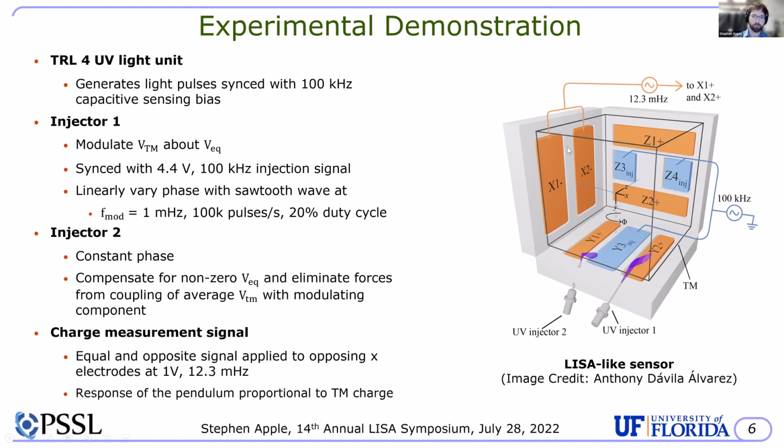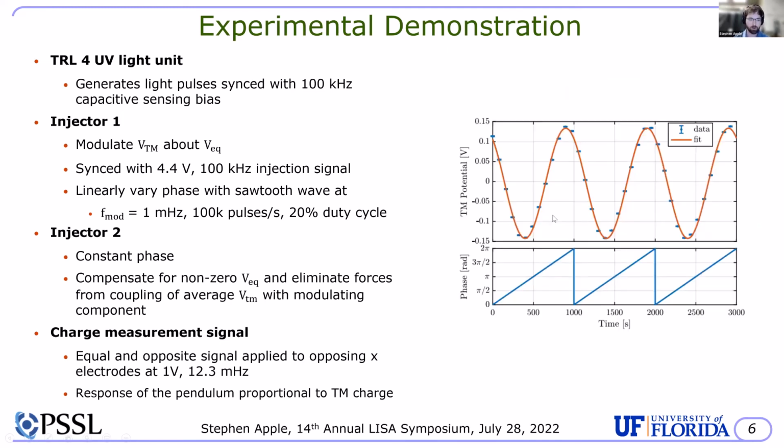And then on the opposite side, we have our other pair of X electrodes, which are receiving the equal and opposite potential for that charge measurement. And also in this picture, you can see these blue electrodes are our injection electrodes that are receiving that 100 kilohertz signal. So this plot here is showing our data from our experiment.